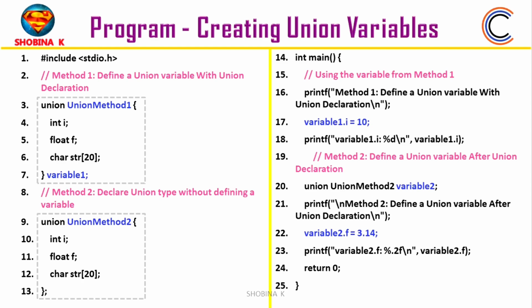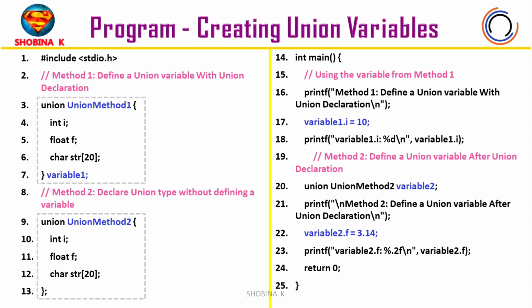First, include a standard input-output header file which allows the program to use functions like printf. From line 3 to 7, this block defines a union type named union_method1 with members i, f and str. Here we simultaneously declare a variable1 of this union type. From line 9 to 13, this block defines a union type named union_method2 with the same members. This declares the union type without defining any variables. Next, main function. Here is where the program execution begins, after which we print the header indicating that the following output corresponds to method 1.